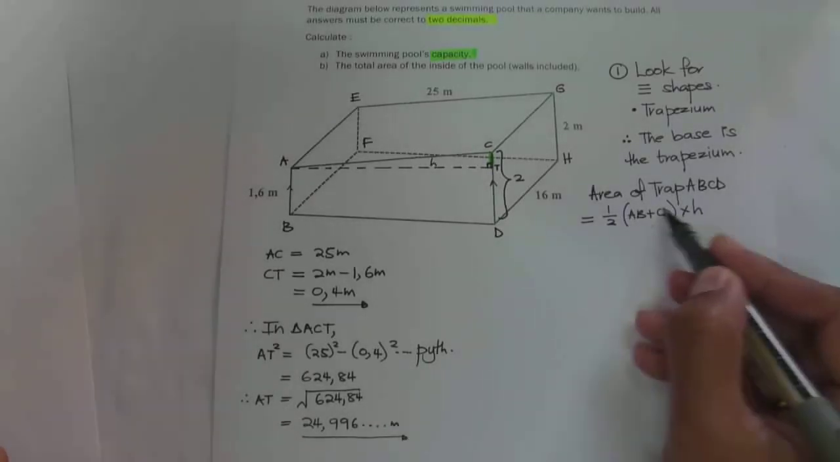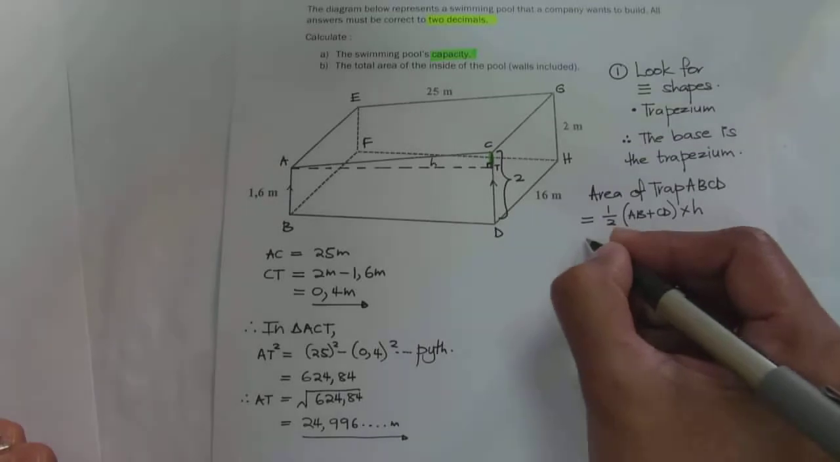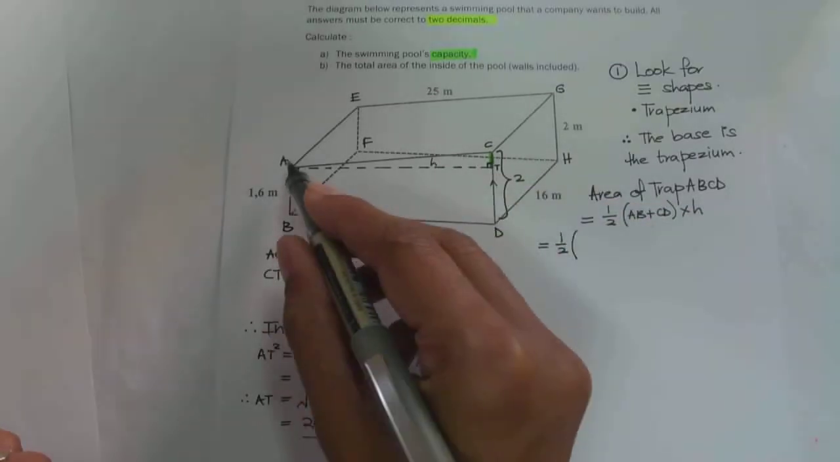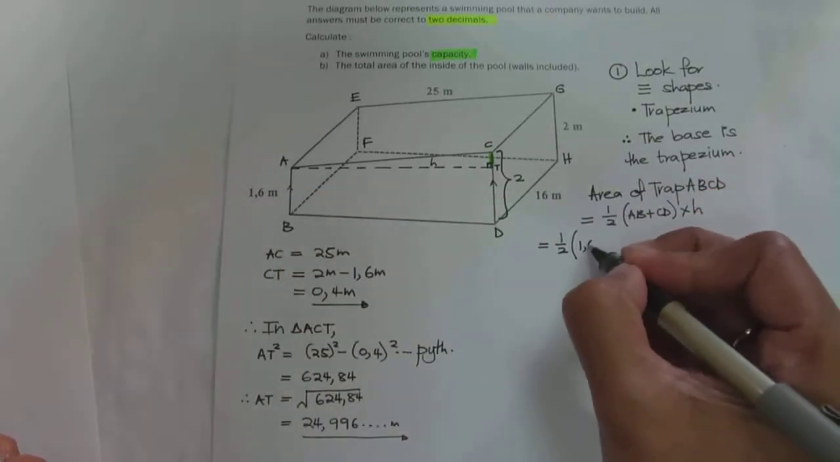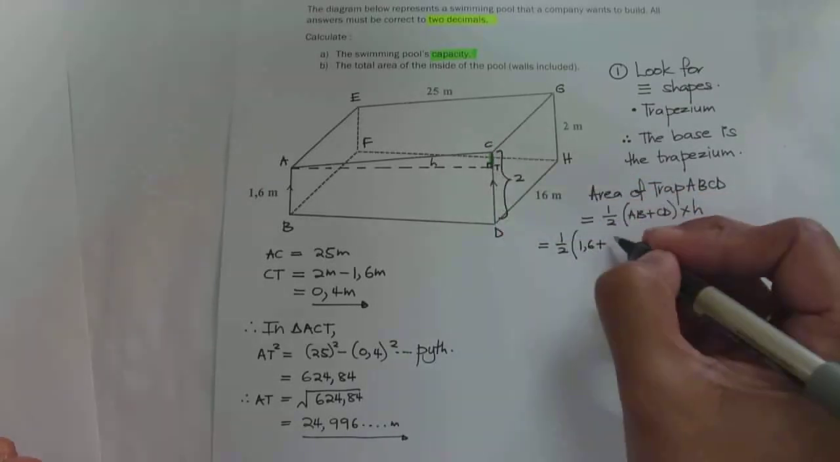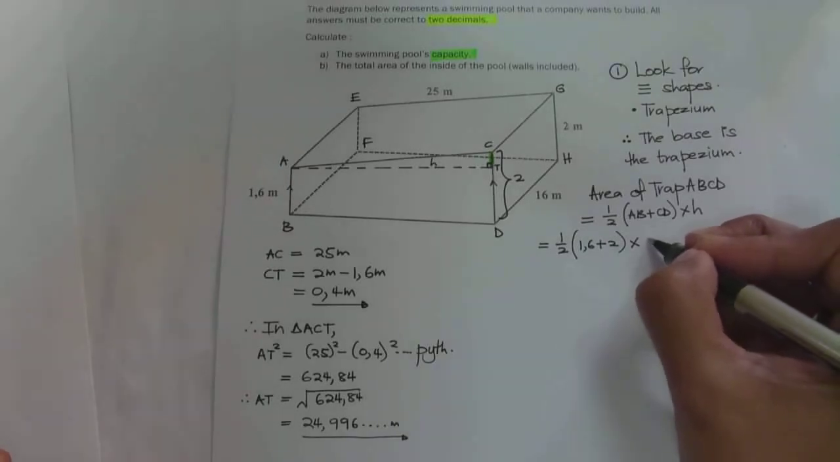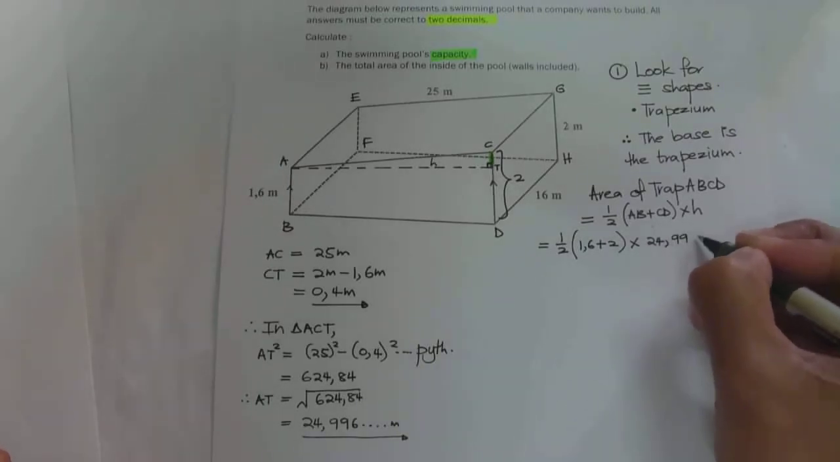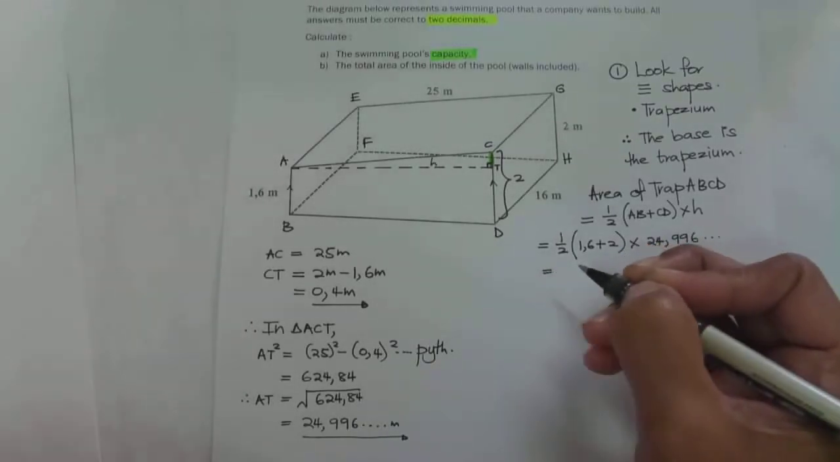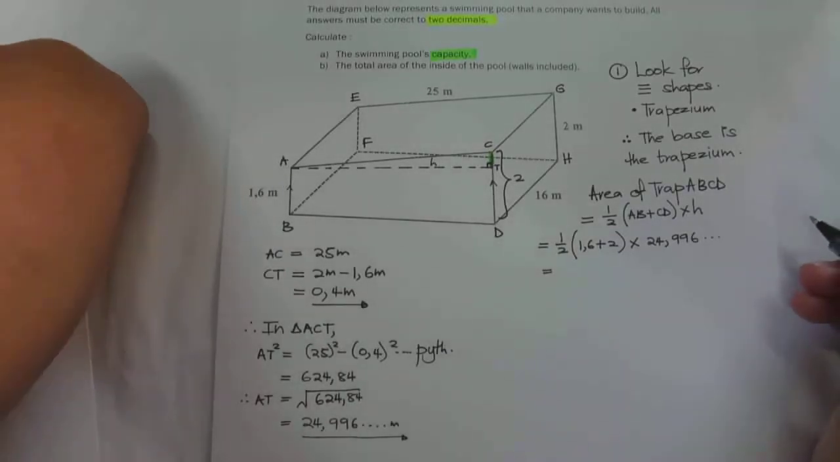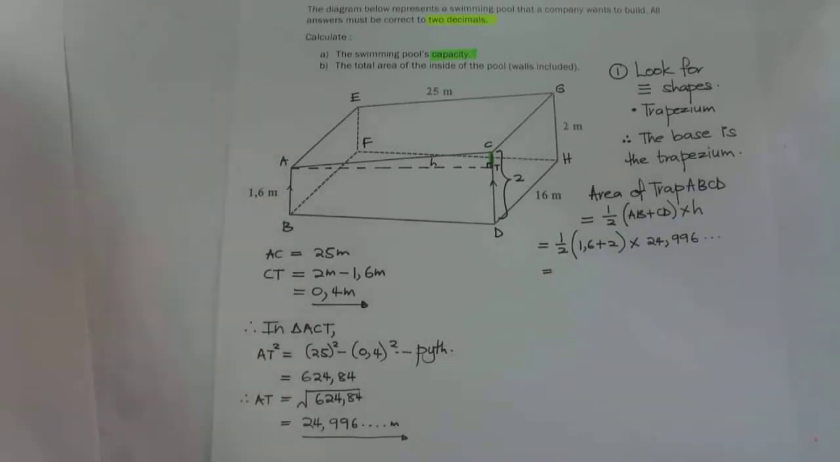I have my H now, so I can work it out. So I'm going to continue here. So we're going to go equals to half, AB is 1,6 plus CD is 2, times this height that you just worked out, which is 24,996. And that leaves you with, now, what does that work out to? I don't have my values here. I will quickly work it out. Give me a minute.